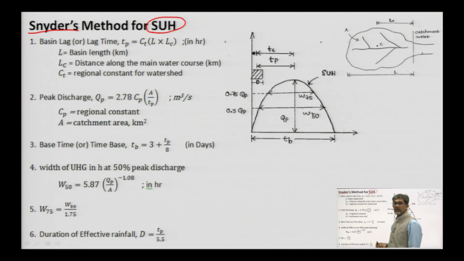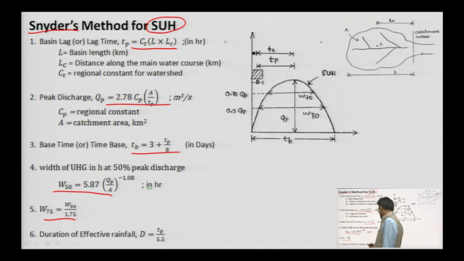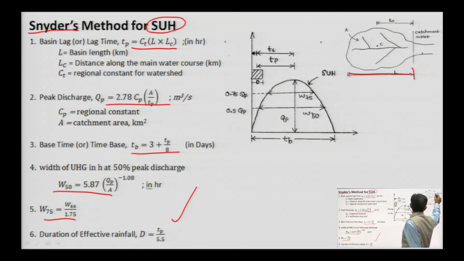based on his large number of experiments on catchments. So TP has been defined, the peak discharge, TB has been defined, W50, W75, and the duration of effective rainfall have been empirically defined. What is the value of L? L is this one. This is the outlet, and this one is L. LC is the center point, and the other terms are TC and TP.